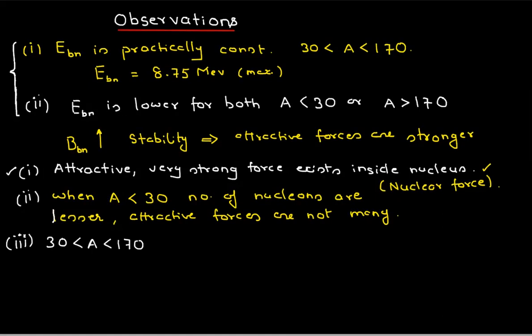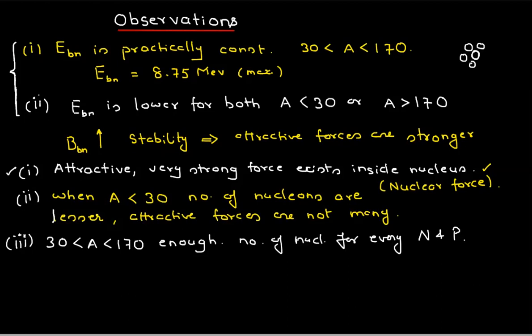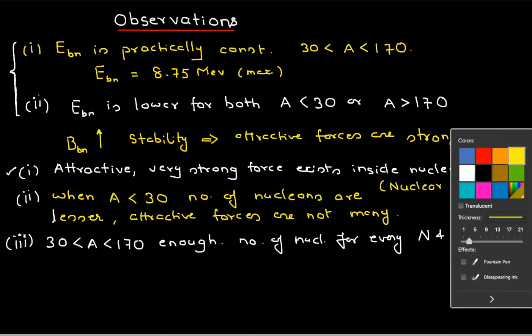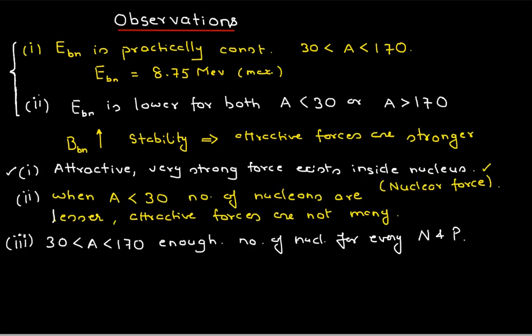Okay. You'll have enough number of nucleons for every neutron and proton. It's like at max, if close packing happens, let's say one proton can be surrounded by six nucleons, hypothetically, then no matter how many you can put further, it can surround only six only. Okay, so it saturates after 30, and the number of the attractive bonds remains that many only. So that's why binding energy per nucleon remains more or less same.